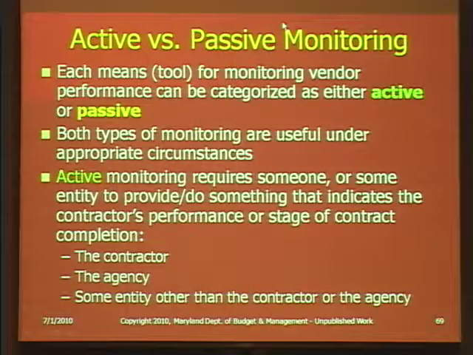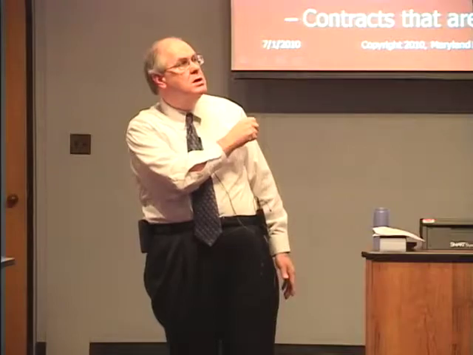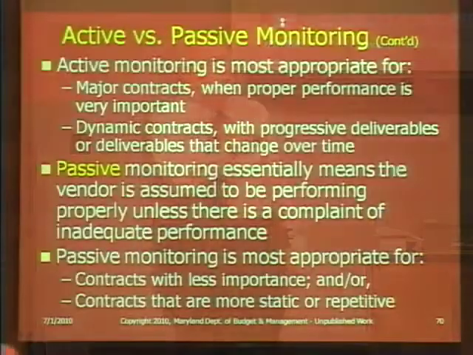Active monitoring requires someone or some entity to provide or do something that indicates the contractor's performance or stage of contract completion. Somebody has to actually do something as a positive action. And that somebody can be the contractor, can be the agency, or can be some other entity that you have contracted with or you have obtained in some other fashion who's going to do something. And we'll talk about these somethings probably in about 2 slides.